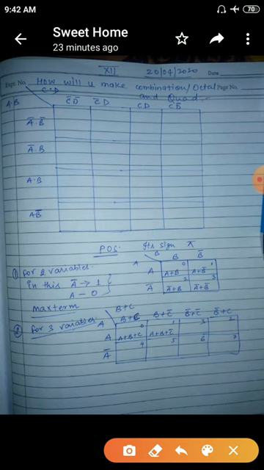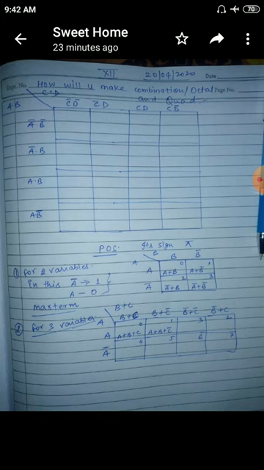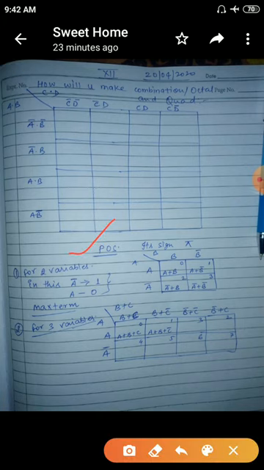So now come to POS. In POS, you know the full form of POS, product of sum. Okay, its sign is what? Pi. You know this one, sign of the SOP is what? Summation, but here pi.